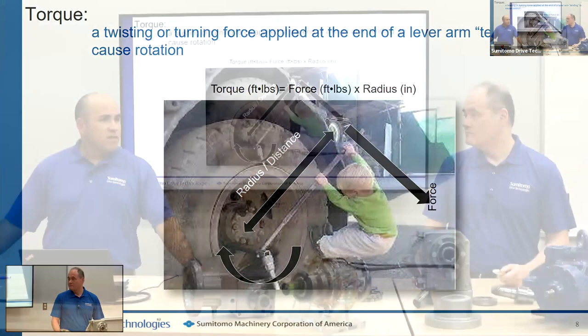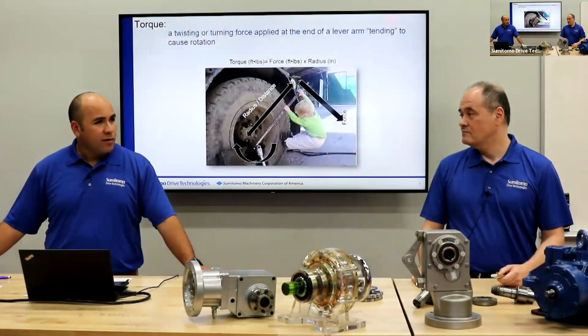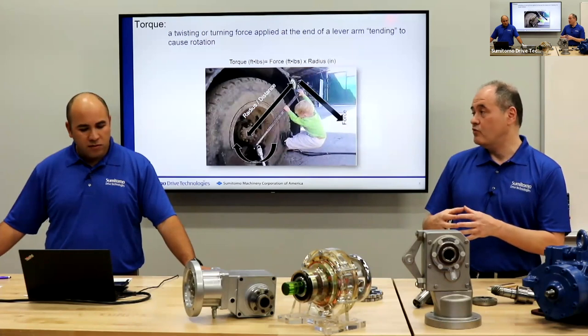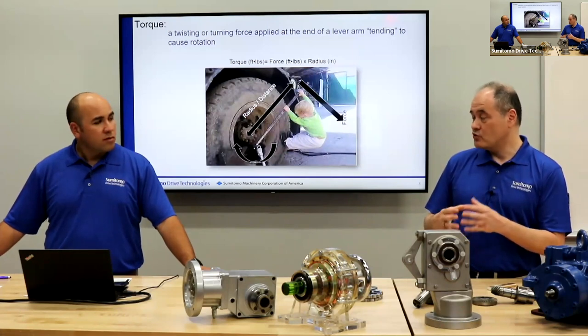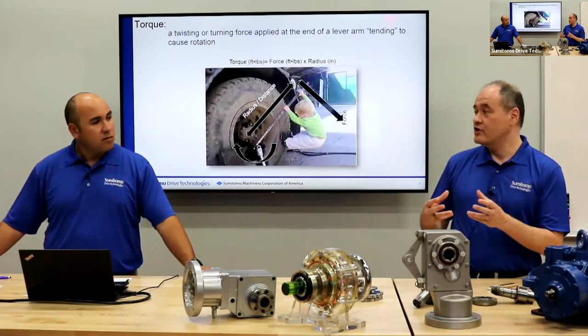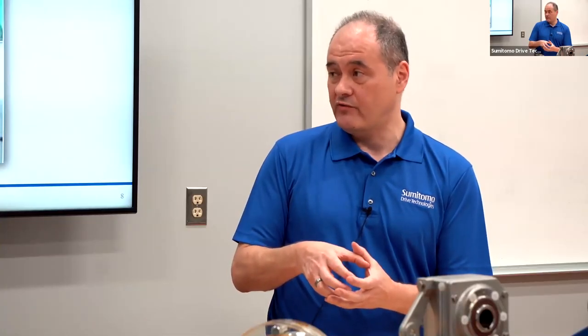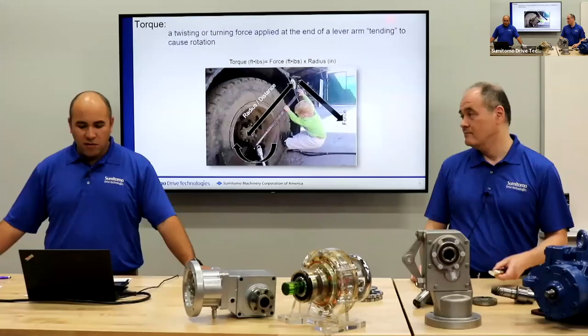So what's the difference between power and torque? Power is the rate at which you're applying the torque. So if you're applying the torque at a certain speed, then you're generating power. Torque by itself is just a pure twisting force, and power is how fast you're twisting. Okay, I think I'm catching on.